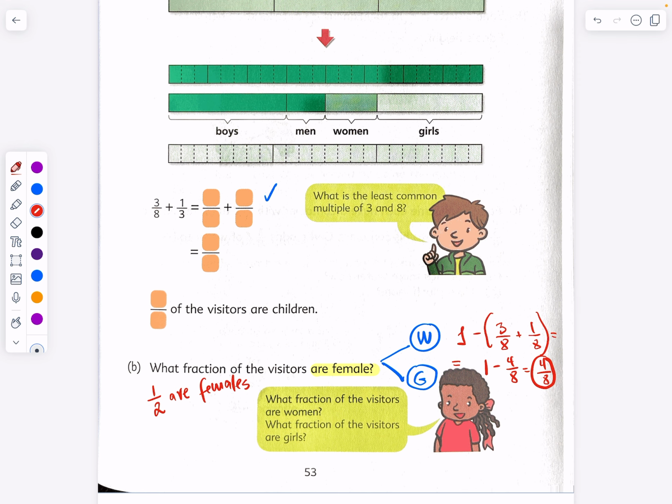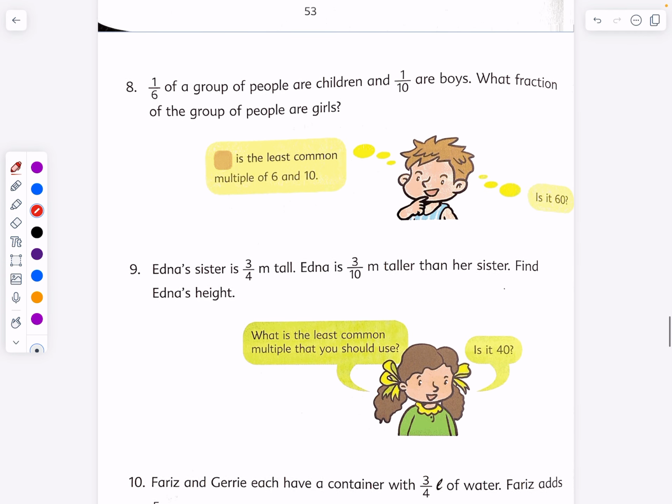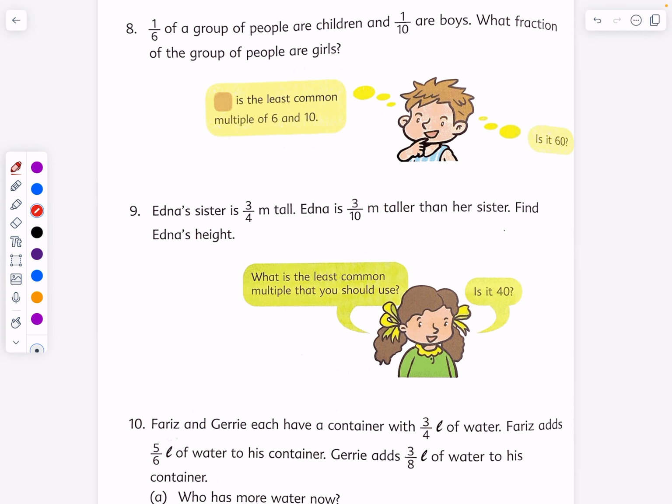Okay, next problem, number 8. 1/6 of the group are children. What is given? We know that 1/6 of the group are children, and 1/10 are boys. What fraction of the group of people are girls? Well, we do know that children include boys and girls. I hope we all know that.